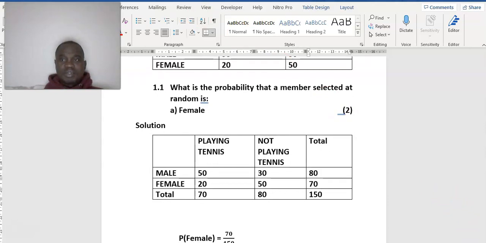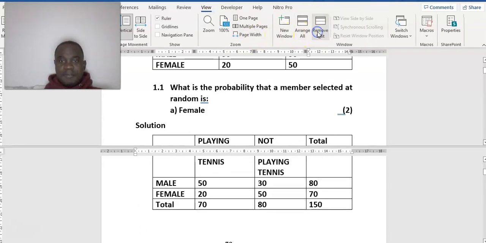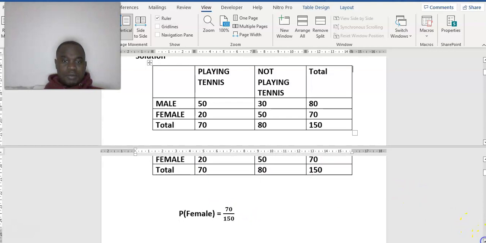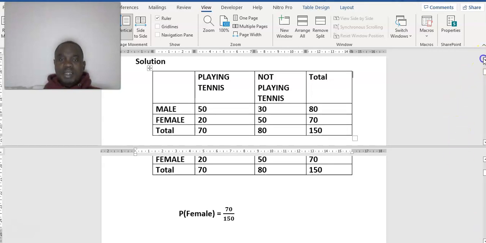split this thing. Okay, now we have our table up there, the one that we fill. So look at the bottom here. Now the question says, what is the probability that the person will be female? Let's get back to the question.